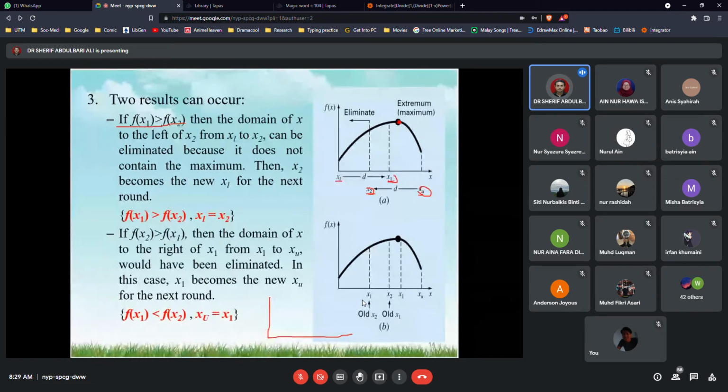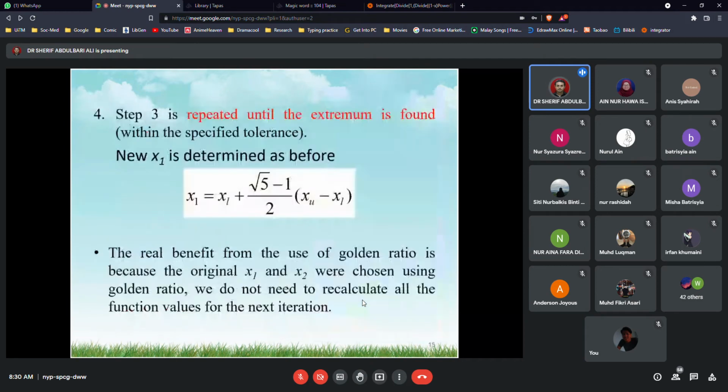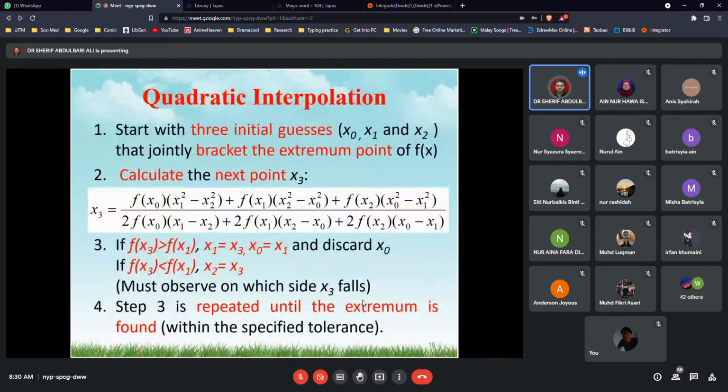I know what I'm saying now is not clear, but when we do the example, I will make it clearer, and you are going to do the example with me for some iterations. This is what I want you to remember, and you can write the rule by yourself. Step three, you are going to repeat until the maximum point is found. The new x is going to be determined, and you repeat until you meet the tolerance value of error.